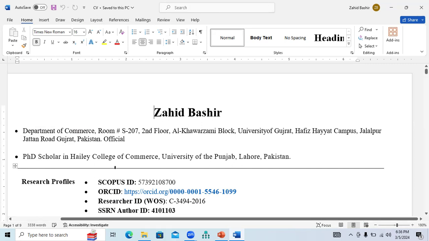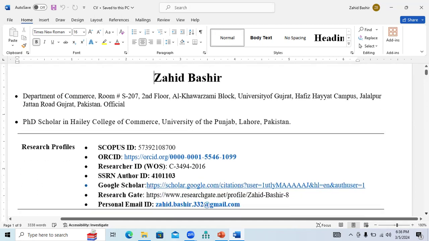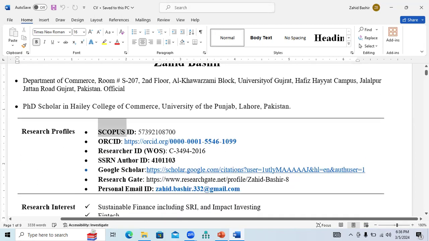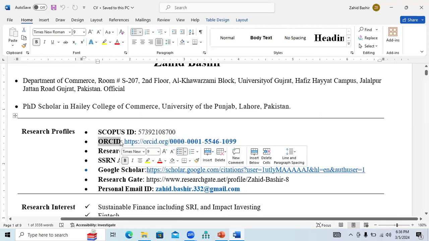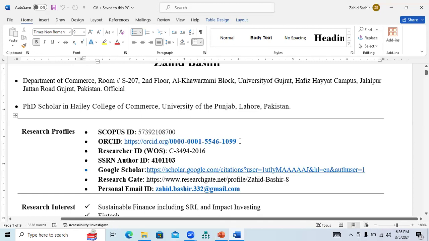I am a PhD scholar in Delhi College of Commerce, University of Punjab. Let's have a brief overview of my research profile. This is my Scopus ID. If you would like to find me and see my research on Scopus, you can use this ID. You can also find me on ORCID, which is basically the identification of a researcher at international level. It is the ID which is required by most of the research journals.